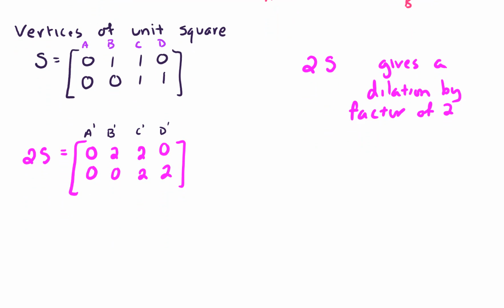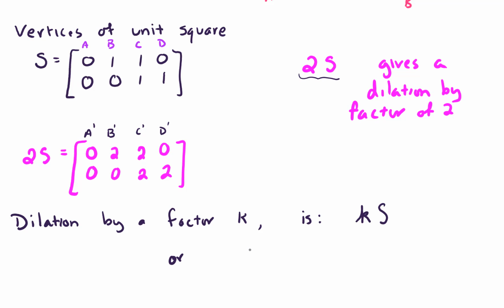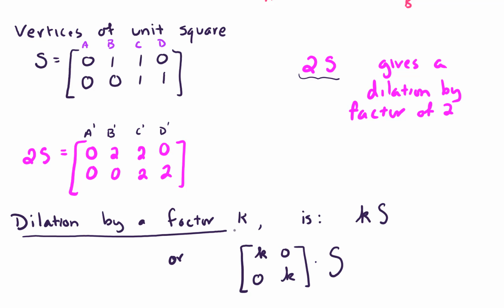So this idea of a dilation can be thought of as a scalar multiplication type problem. Similarly, a dilation by a factor of k is simply k times your matrix, or you can multiply an n by n identity matrix times k. In this case, it would be a 2 by 2 identity matrix times k, and that gives you your dilation by a factor of k.